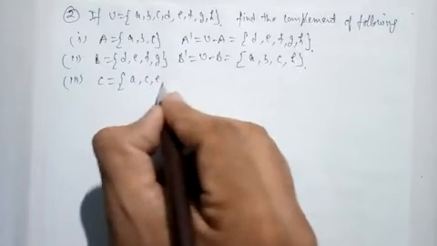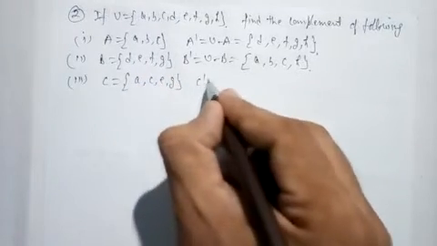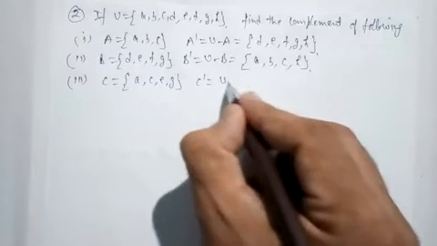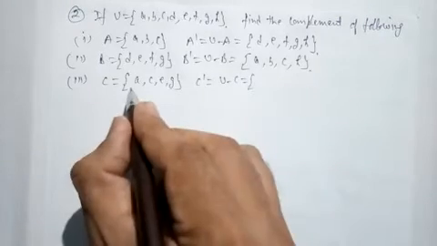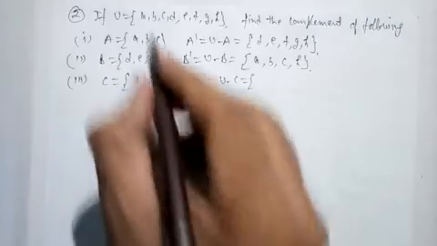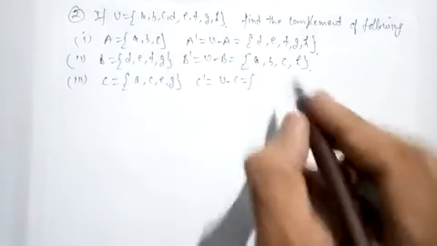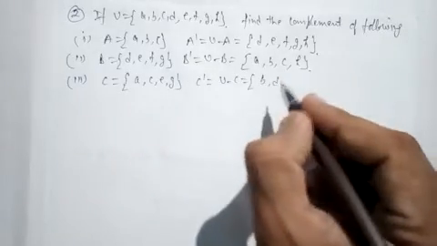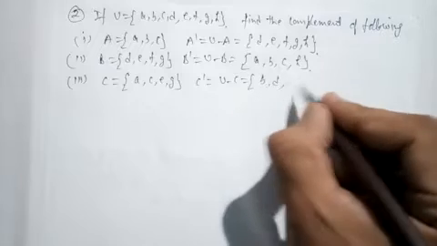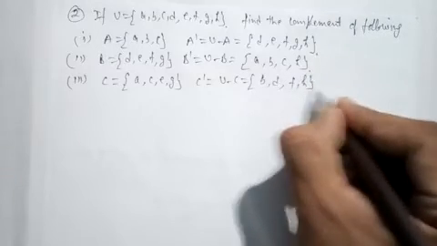A, C, E, G. Then find C complement. C complement is U minus C. So leave C, A, C, E, G. A, C, E, G leave. So write remaining elements B, D, F, H.